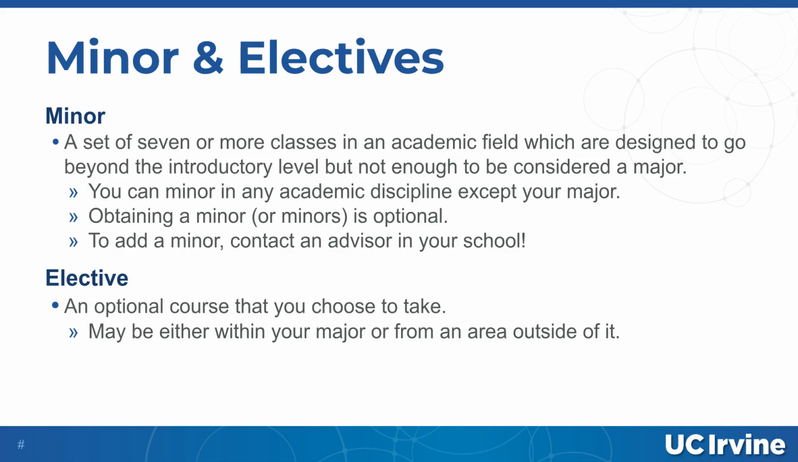An elective is a course that does not count toward your specific major requirements. Elective courses may be within your major field or from an entirely different discipline. Most students will take some elective courses in order to reach the 180 units required for graduation.